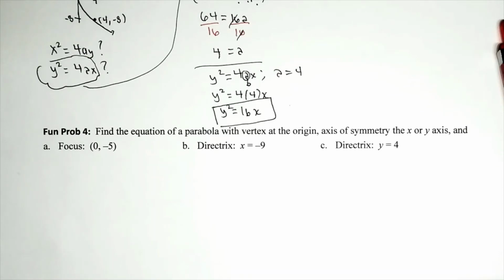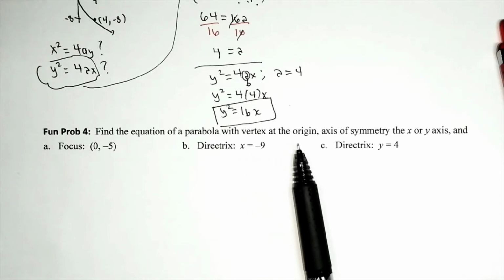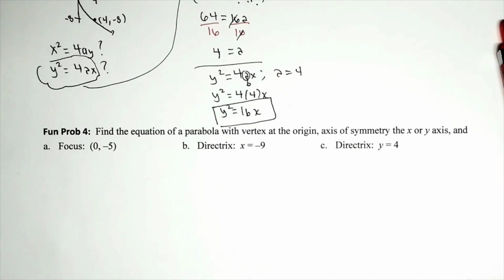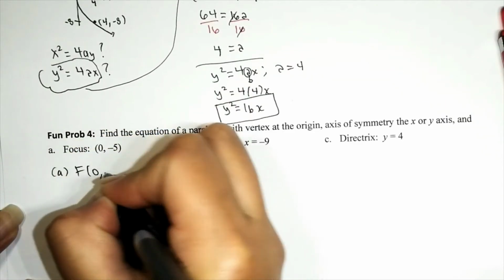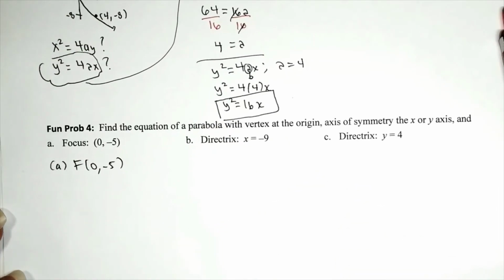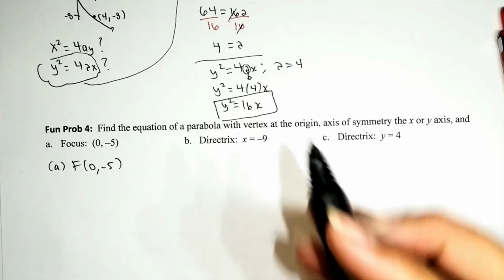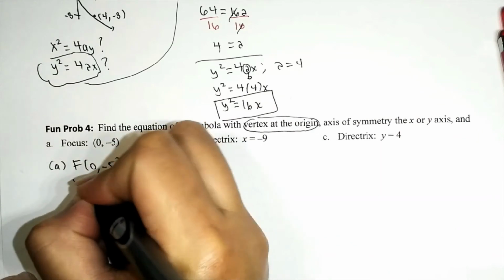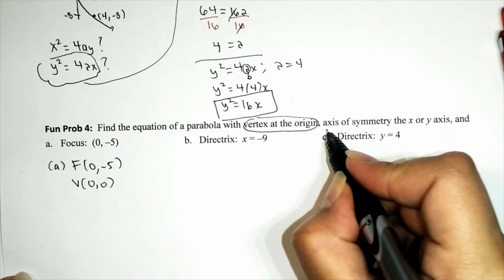Okay, so fun problem number 4. The directions read: find the equation of a parabola with vertex at the origin, axis of symmetry the x or y axis, and the following. So for all of these three problems, let me go ahead and write down the first problem. We have that the focus is given by (0, -5). Find the equation of a parabola with vertex at the origin. So let me go ahead and highlight that. Vertex at the origin. Axis of symmetry, the x or y axis.